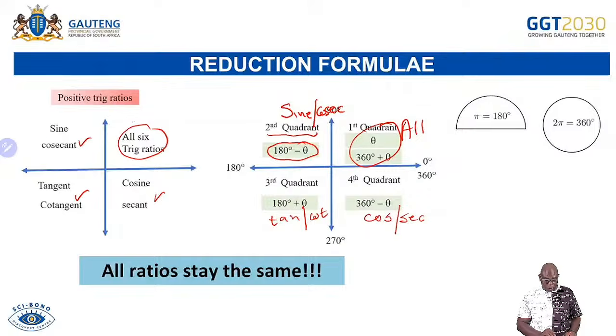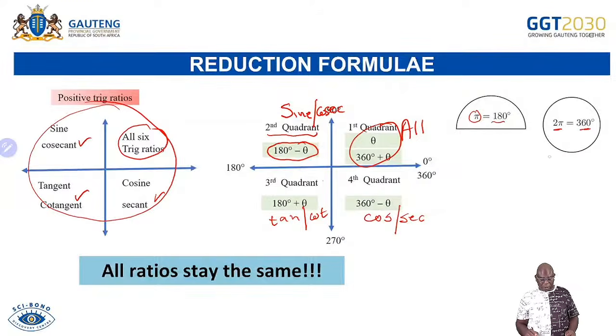The 6 ratios are explained in a Cartesian plane, which is this Cartesian plane. Note that when we talk theta, we're talking 180 degrees. When we're talking 2 theta, we're talking 360 degrees. That is in radians. All ratios stay the same. We don't change any ratio.